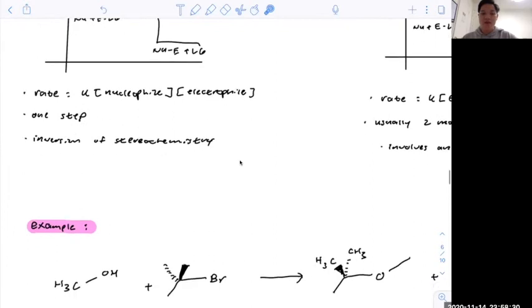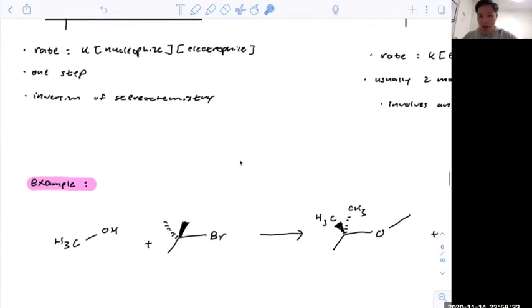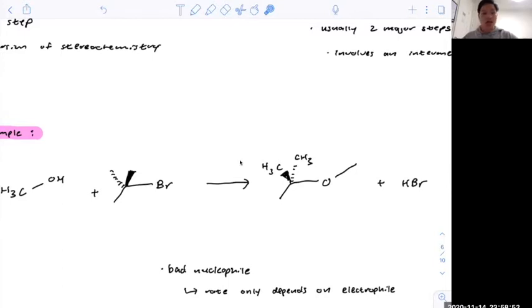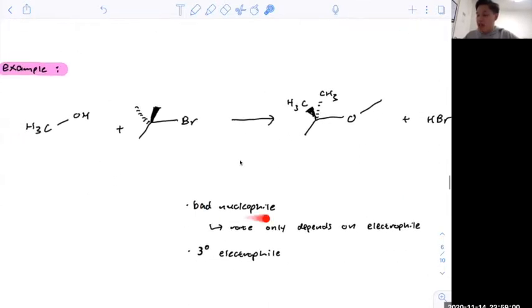I have an example of a reaction right here. As you can see, we have methanol, right? H3C with an OH. We have this bromine and then this carbon here. This is going to be our nucleophile right here, and this is going to be our electrophile with the leaving group. And then you get the same compound which you would in a substitution reaction, and you get an HBr at the end. Okay, so let's see why this happens. You can see here that we have a bad nucleophile, right here. And then we also have a tertiary electrophile, right? This carbon is attached to 1, 2, 3 carbons over here.